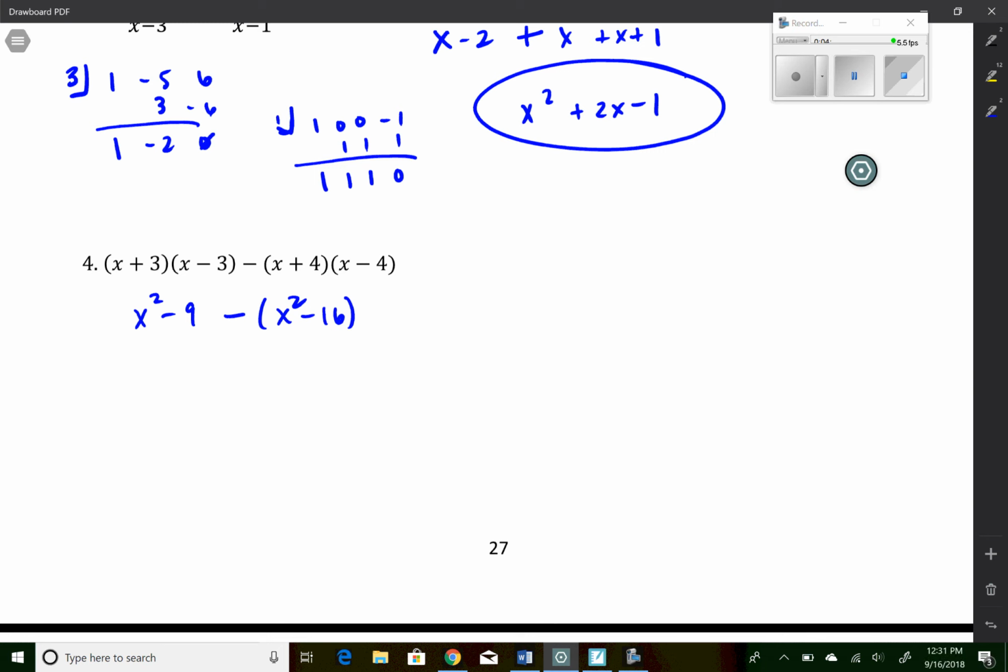Now, if you had to, you could go through and do the whole box multiplication and do the whole thing out if you want to. You'll notice the middle terms cancel. So then if you do your distributing or subtraction, the x squareds are going to cancel, and you're going to get negative 9 plus 16, which is just the number 7.